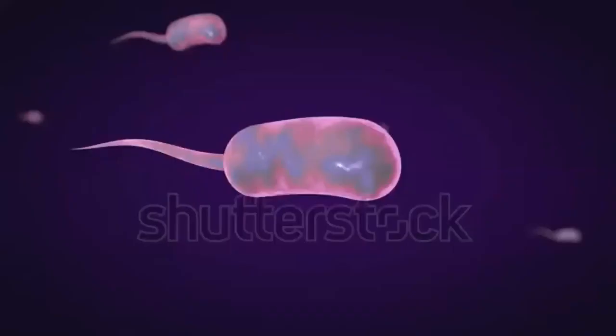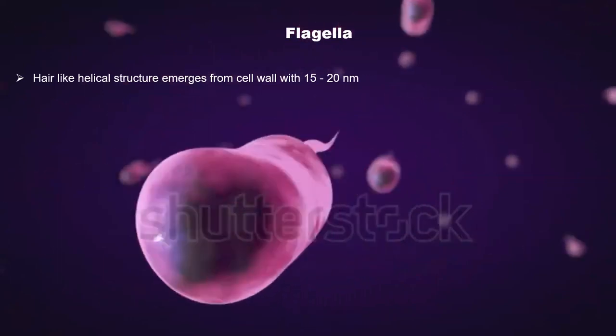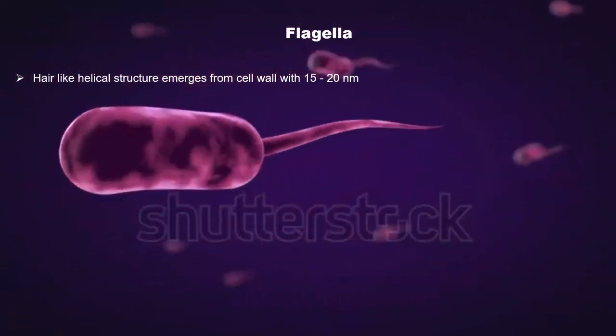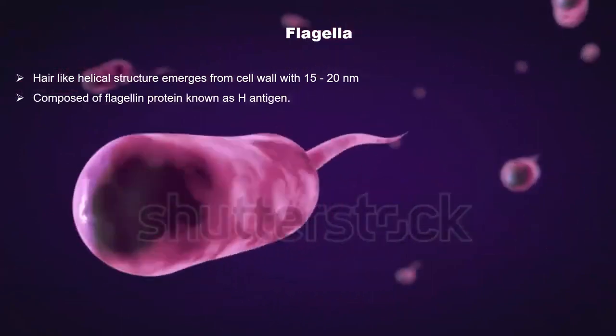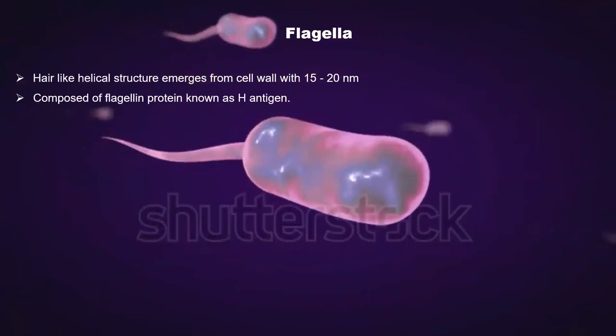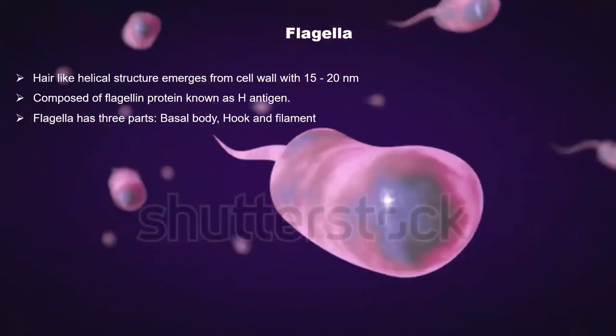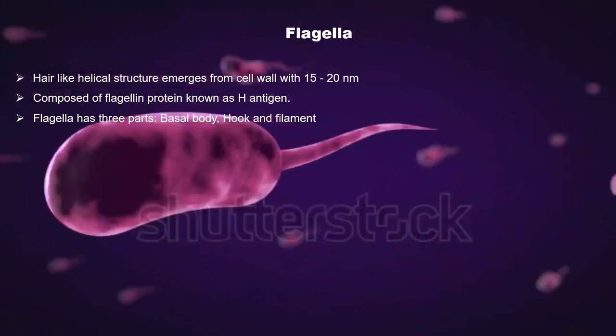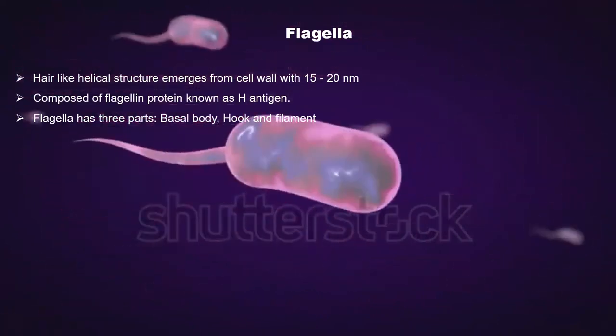Bacterial flagella is a hair-like structure that emerges from the cell wall and measures about 15 to 20 nanometer. The flagella is composed of the protein called flagellin protein. It is also known as H antigen. Bacterial flagella have three parts, namely the basal body, hook, and filament. The flagella helps the bacteria in motility.